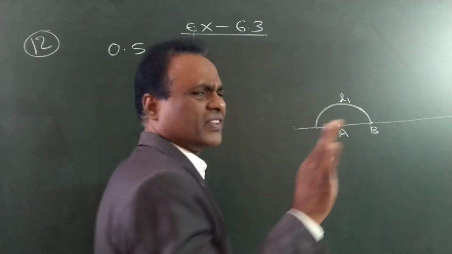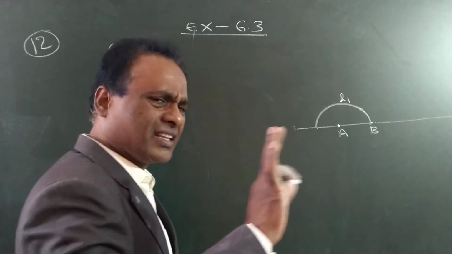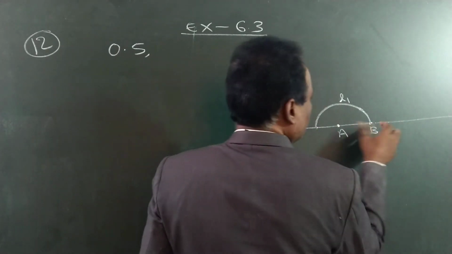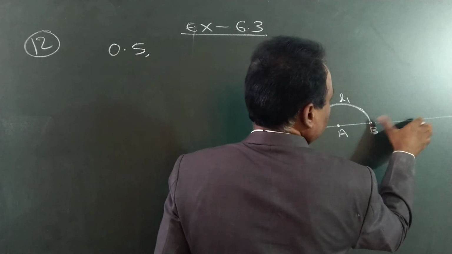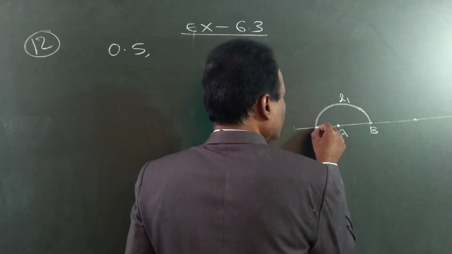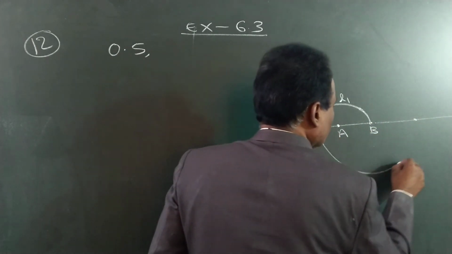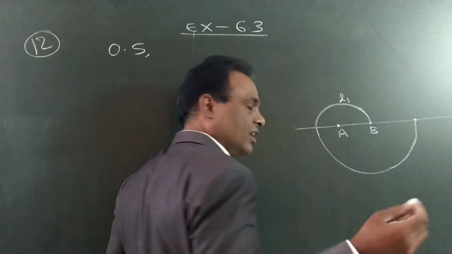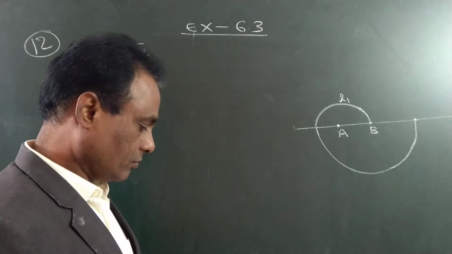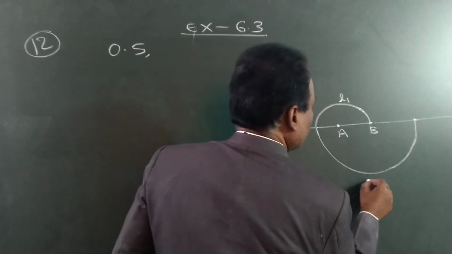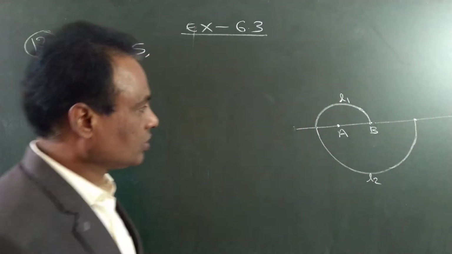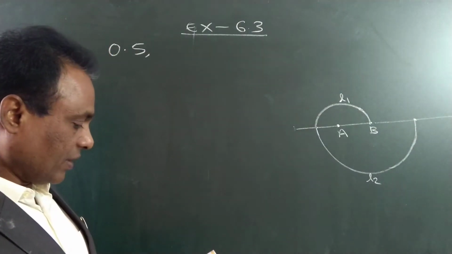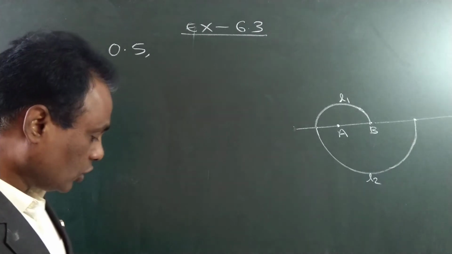See, A center, B center, don't get confused. If you look at the figure, that is enough. The diagram is given directly. So there is another semicircle like this. Say this second semicircle is, for example, L2.